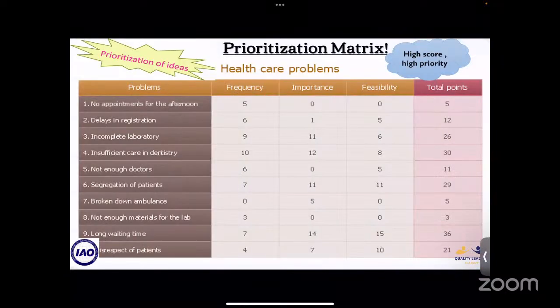The second method is the prioritization matrix. You determine certain priorities and look at the problems you have. The ones you will give priority to, you give them a certain percentage. Frequency: how many times does this repeat? And this, how many times? And this, how many times? And this is the importance or the significance. And the feasibility.